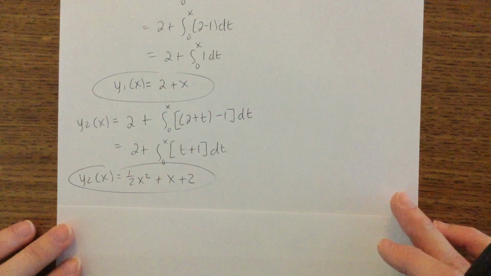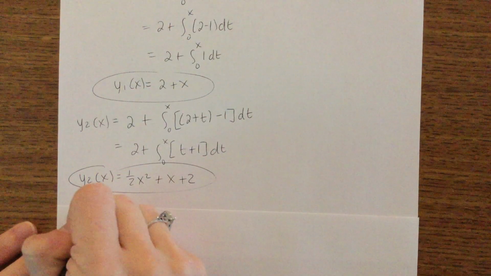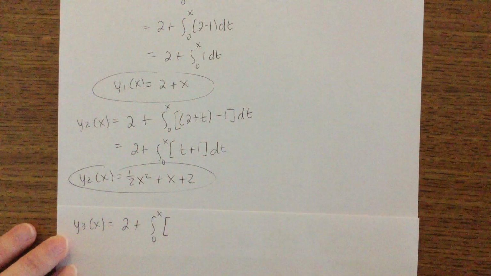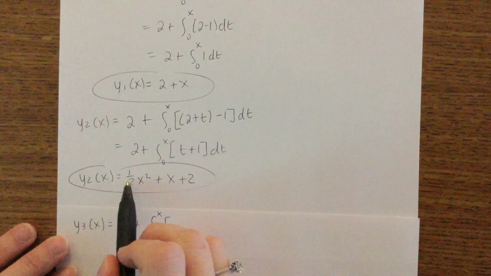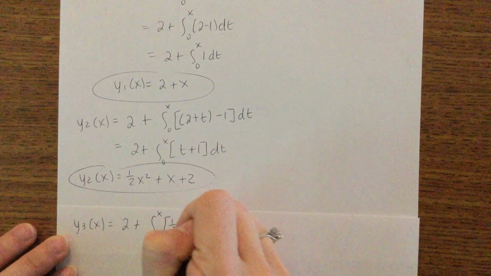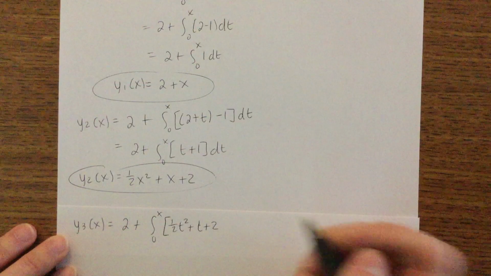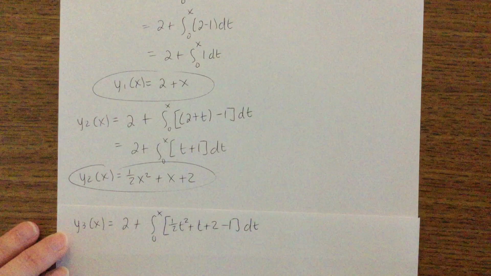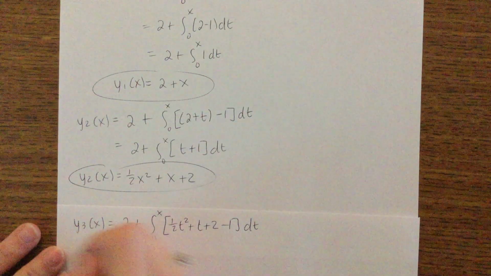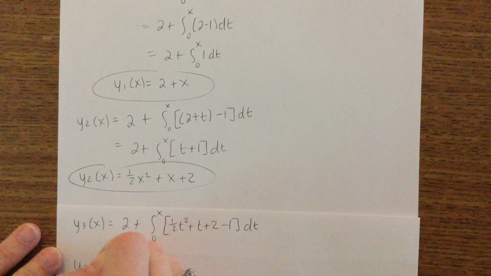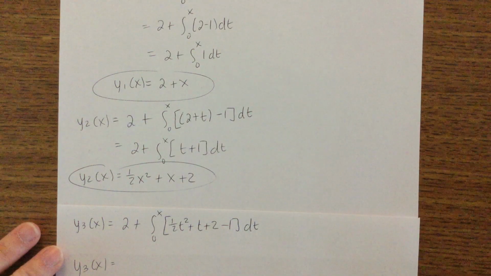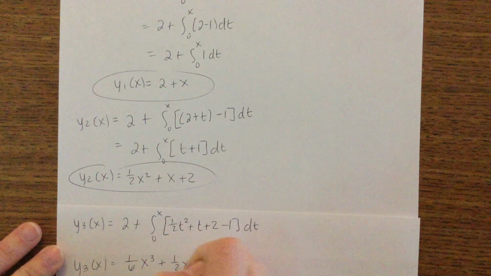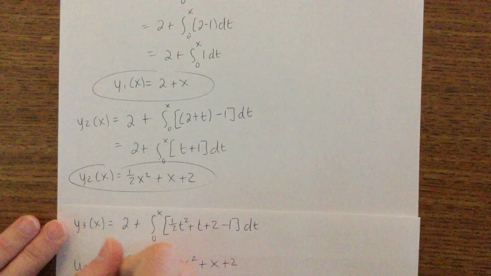Okay, I told us to find y3 and y4 also. So y3 of x is going to be 2, and then integrating from 0 to x, the previous y, so this one right here, that 1/2 t squared plus t plus 2, in terms of t though, minus 1 dt. Do you all trust me if I tell you what that ends up being? Okay, it ends up being 1/6 x cubed, add 1/2 x squared, add x, add 2.